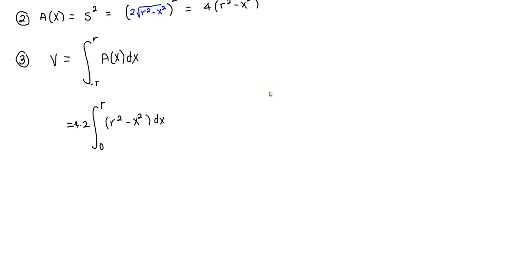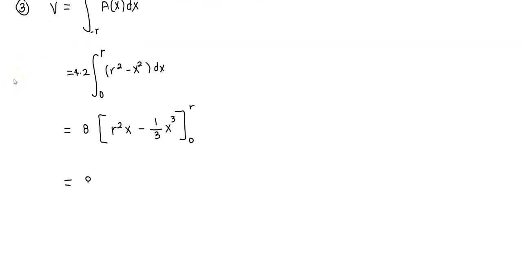Okay, so now we're just going to take the antiderivative. We know 4 times 2 is going to give us 8. Then we find the antiderivative. The antiderivative of r squared is r squared times x, since r squared is a constant. And then this is going to be minus 1/3 x cubed, going from 0 to r.